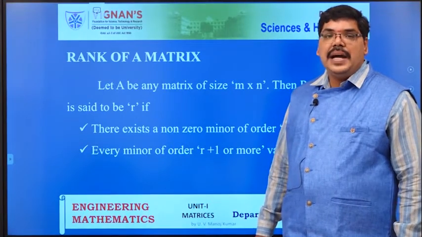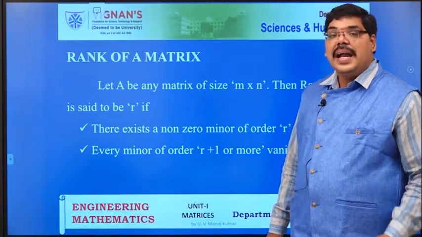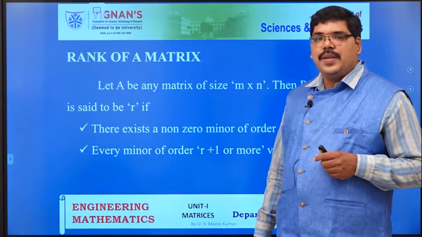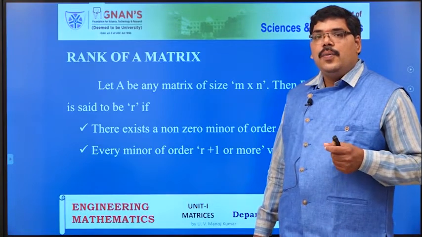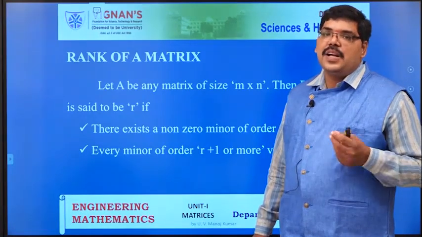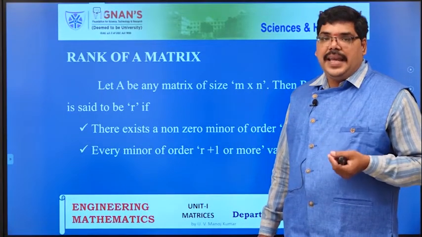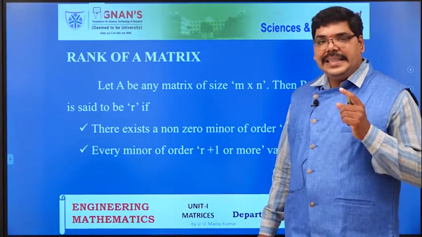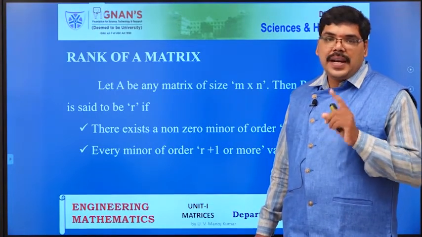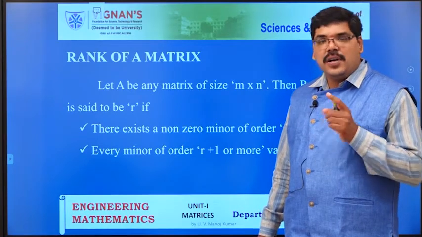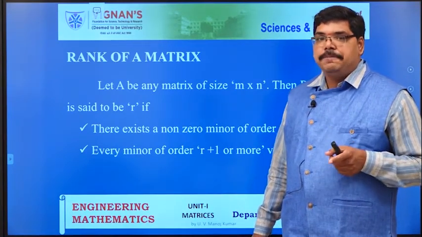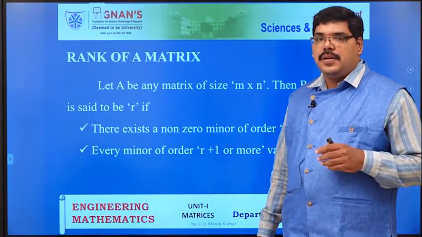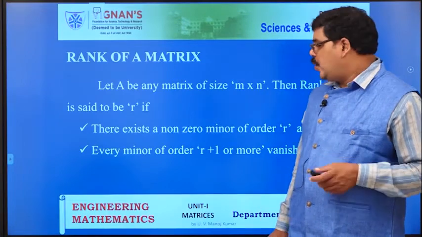Come to the definition of rank of a matrix. Consider any matrix, either a square matrix or a rectangular matrix. We want to find the rank of the matrix. We can say the rank of the matrix is small r if there exists one non-zero minor of order small r and every minor of order r plus 1 or more should vanish.